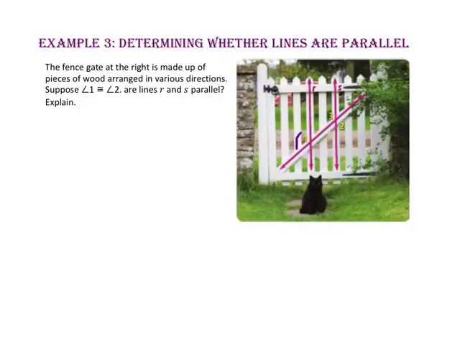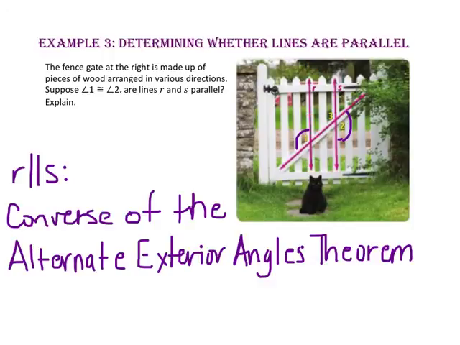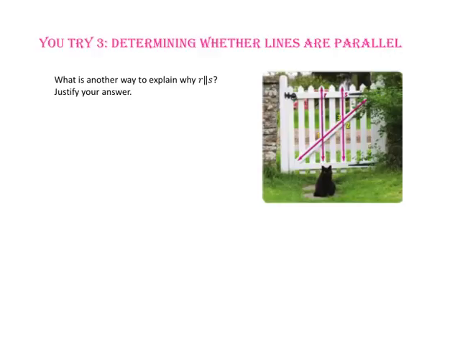Since angle 1 is congruent to angle 2, and they are alternate exterior angles, we know that line R is parallel to line S. So line R is parallel to line S by the converse of the alternate exterior angles theorem. Now pause the video and do you try number 3.